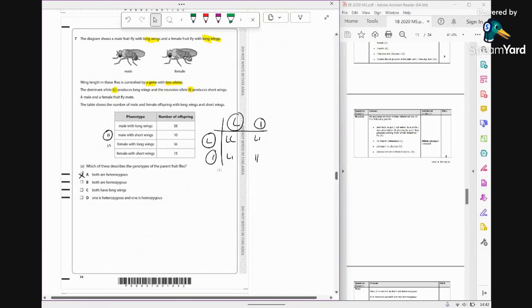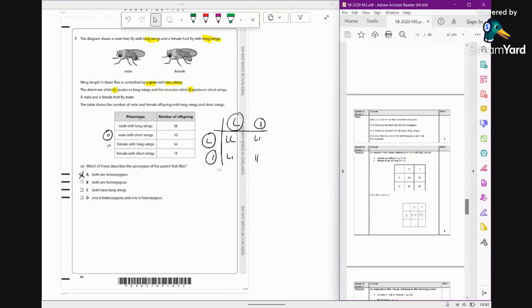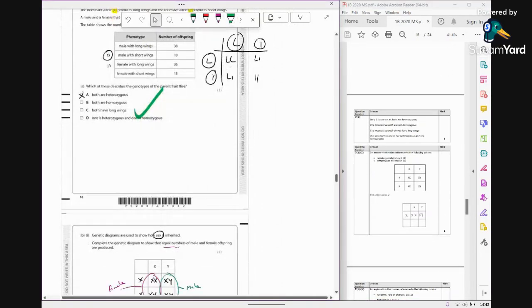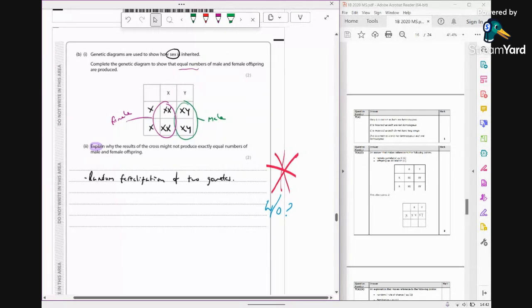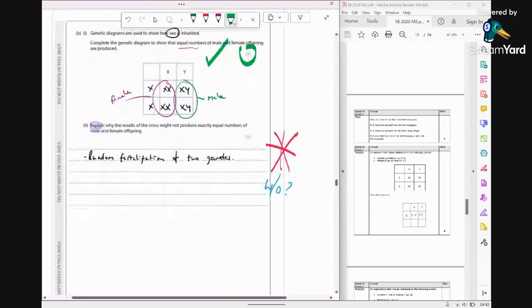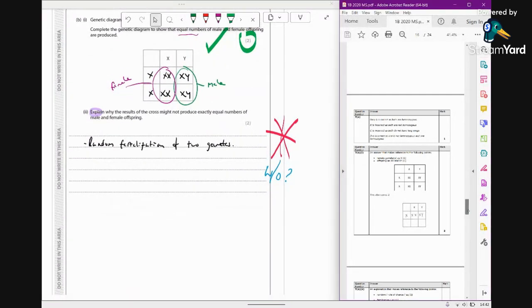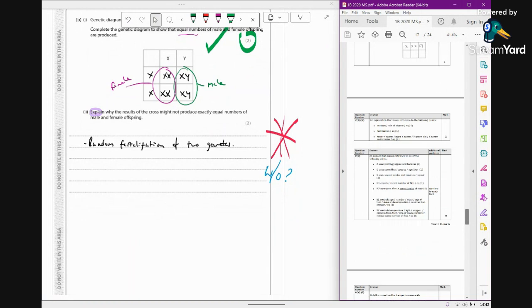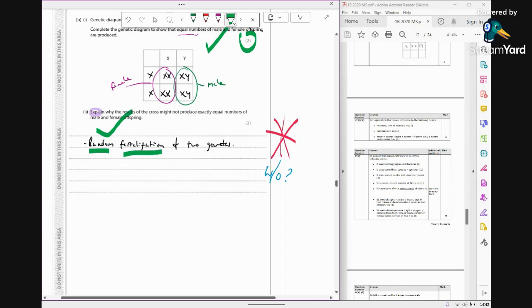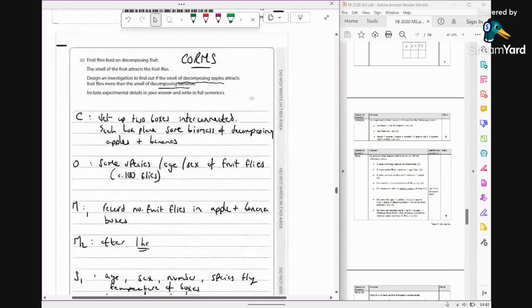Right, both are heterozygous. So the answer is A. Yeah, that's correct. Punnett square. Yes. This was the write-off. Random role of the gametes. 2 marks. So you get a mark for random and you get a mark for fertilization. Oh, beauty. I was thinking I was going to lose a mark there.